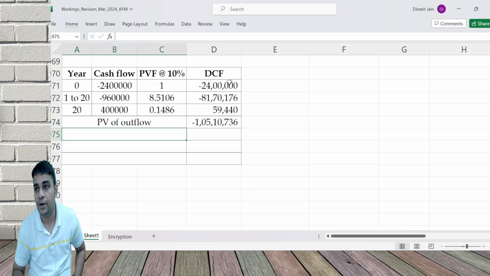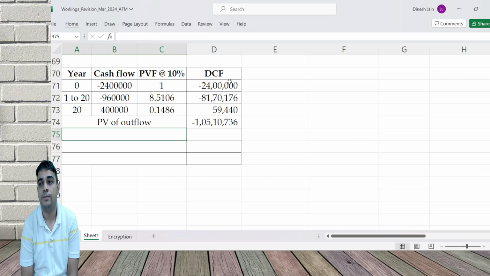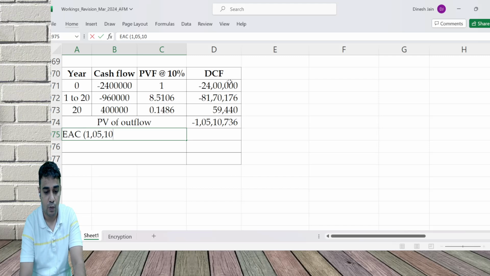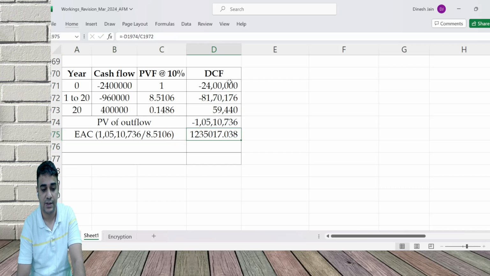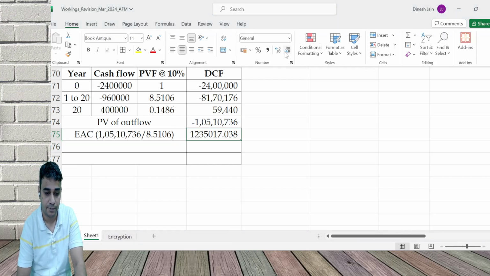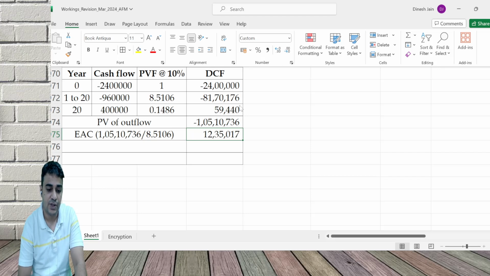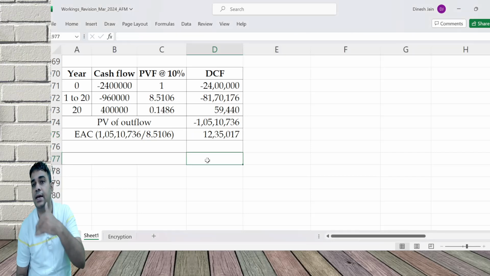After the PV of outflow, we need to divide by what? No, units is later. Annuity factor, EAC first. EAC is 105,10736 divided by 8.5106. At this stage, I'll change the sign. 12,35,000.